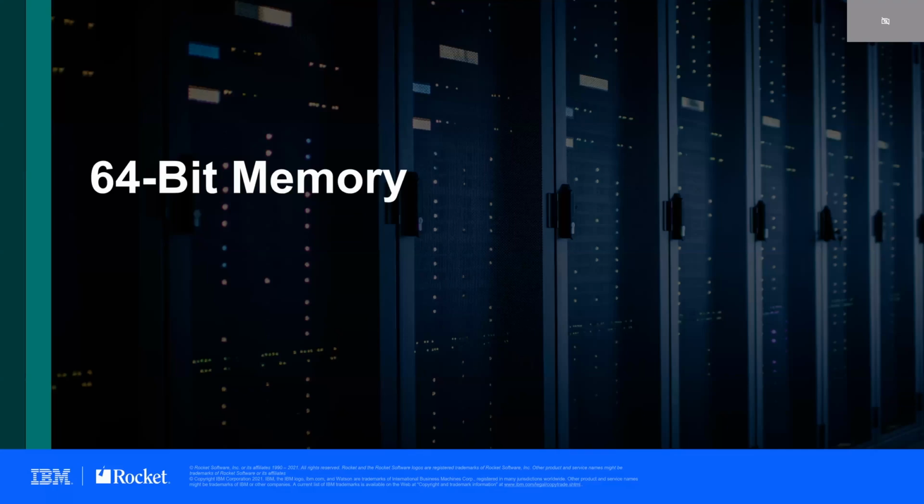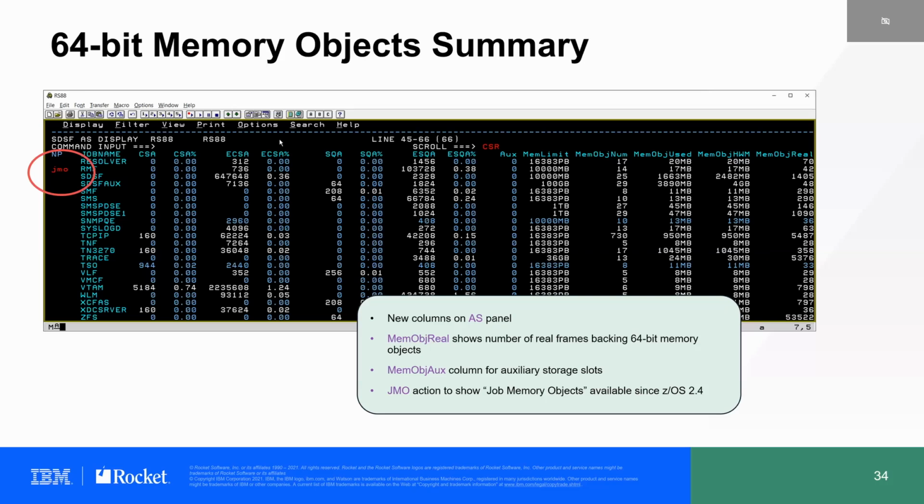And lastly, a little bit about 64-bit. Again, we're starting on the AS panel, but I could have started on AD as well. You can type in the JMO for job memory objects. That's been around since z/OS 2.4. So this is basically going to go into that address space and look at all of the memory objects owned by that address space.